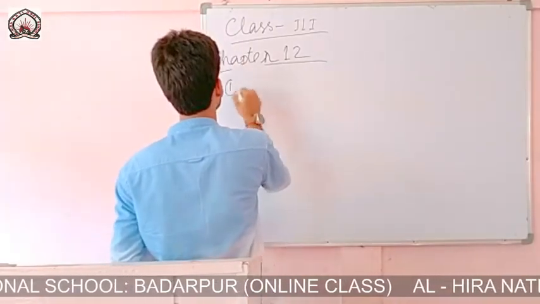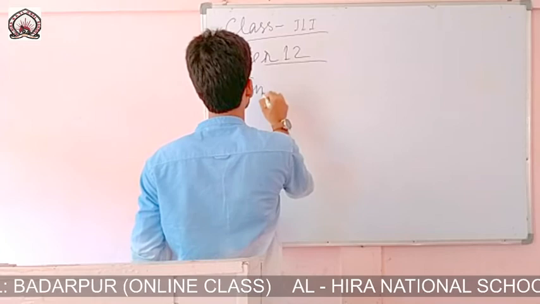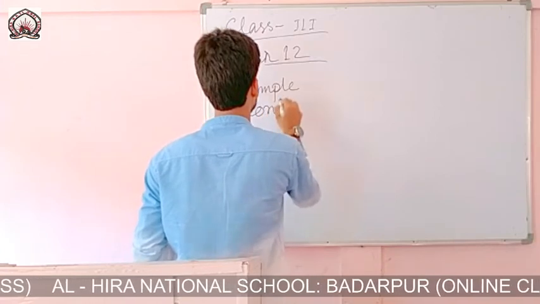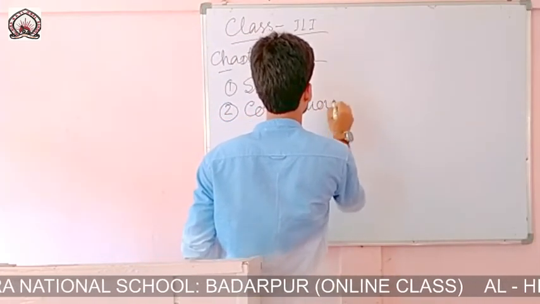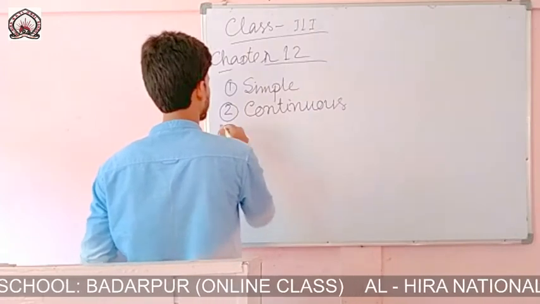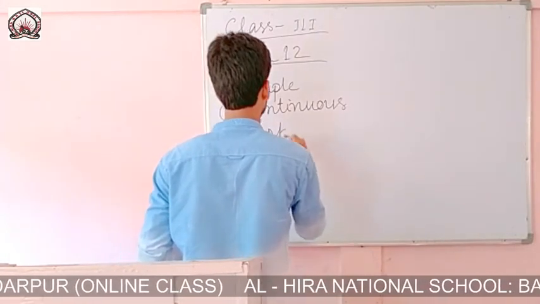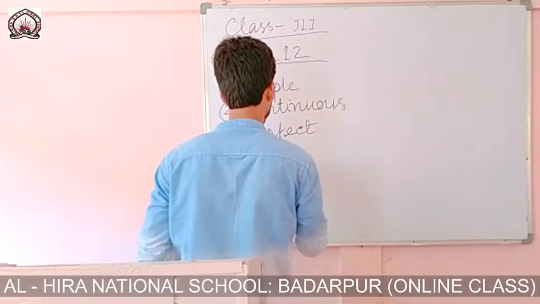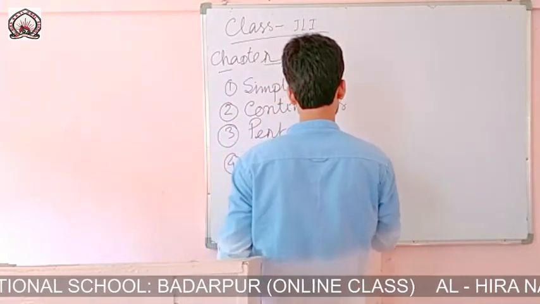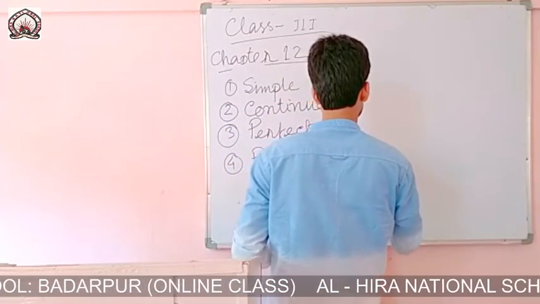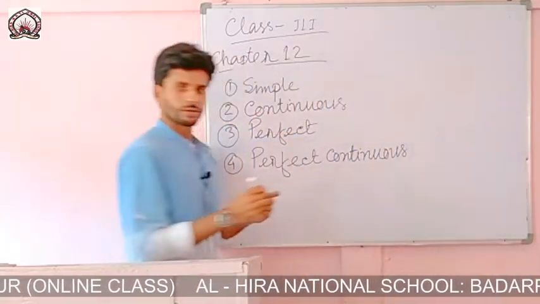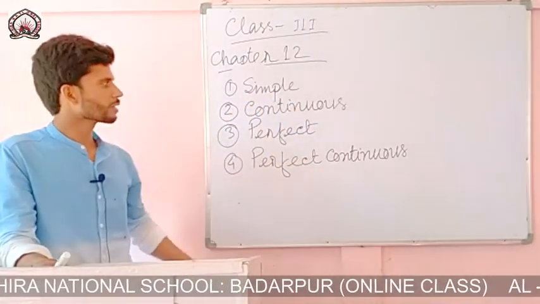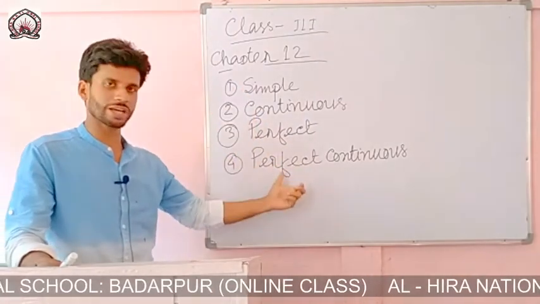The first kind is simple, then continuous, then the third one is perfect, and the fourth and the last one is perfect continuous. These are the 4 kinds or types of tense. Present is of these 4 kinds, past tense is of these 4 kinds, and future again is of these 4 kinds.